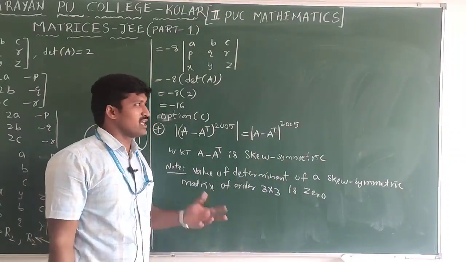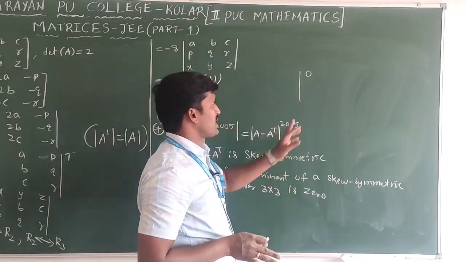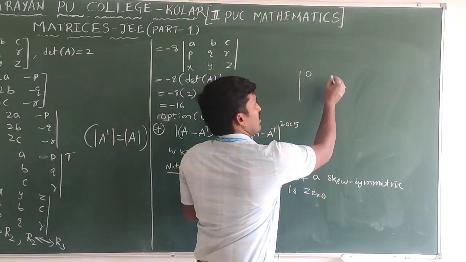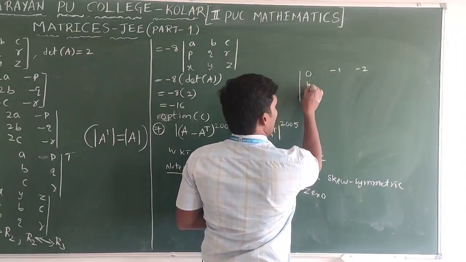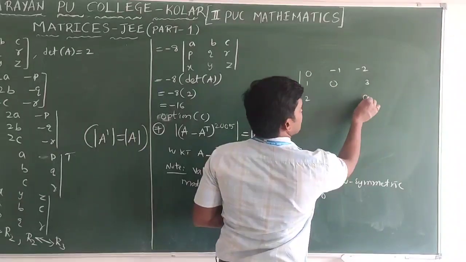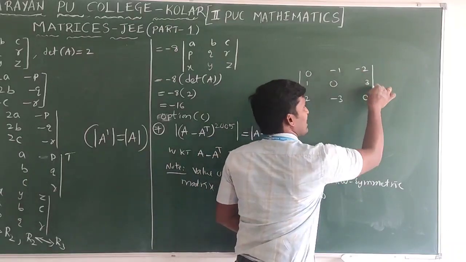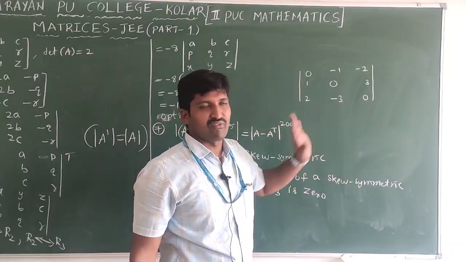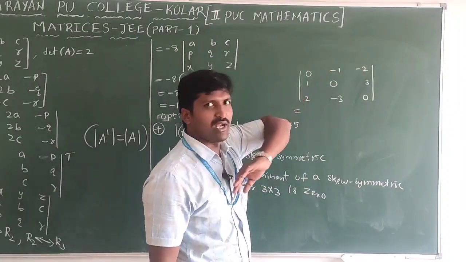You can check any 3 by 3 matrix. For example, skew symmetric matrix means diagonal elements are 0. For example minus 1, minus 2. Here, opposite sign, 1, 2. Here I am taking 3. 0, here 0. For 3, what is the sign? Minus 3. It is clearly a skew symmetric determinant. Expand along any row or column. For example, along row 1 only.